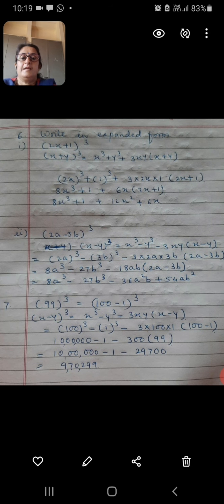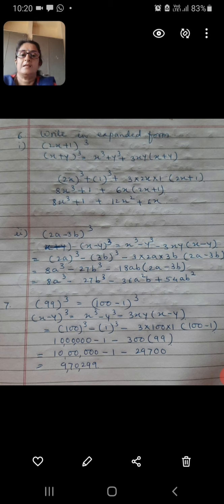Next, write it in expanded form, that is (2x + 1) the whole bracket cube. So here which identity we are going to use, (x + y) the whole bracket cube. So it is x cube plus y cube plus 3xy into (x + y). So we are going to consider 2x as x and 1 as y. So wherever x is there, replace it with 2x. Wherever y is there, replace it with 1. You will get 8x cube plus 1 plus 12x square plus 6x.